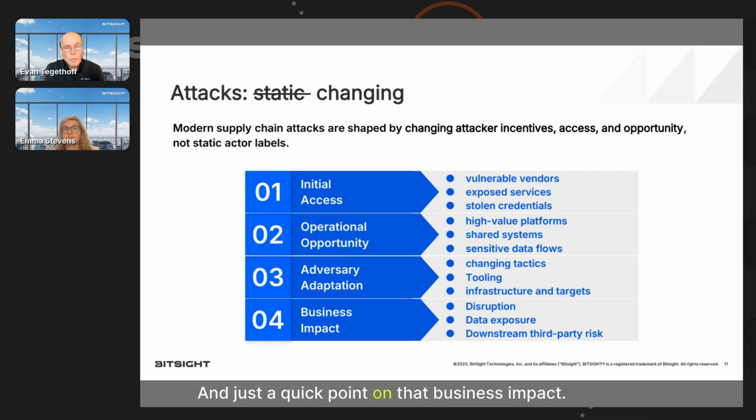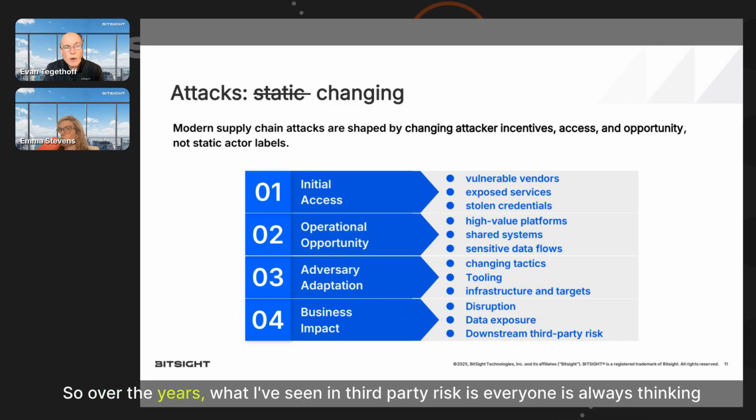Yeah, and just a quick point on that business impact. So over the years, what I've seen in third-party risk is everyone is always thinking about their vendors in terms of data being shared, which is a typical compliance perspective on it. But more and more, this business impact has become huge for third-party risk teams to think about that downstream disruption. Because, like you said, Emma, if an adversary decides to take out a linchpin service, it's going to have an outsized effect, and it's going to have a business impact across supply chains.